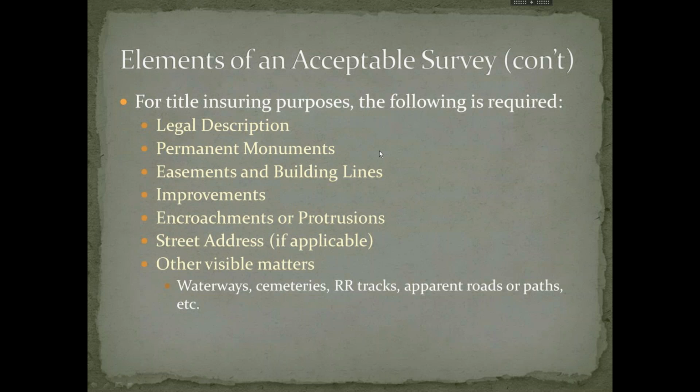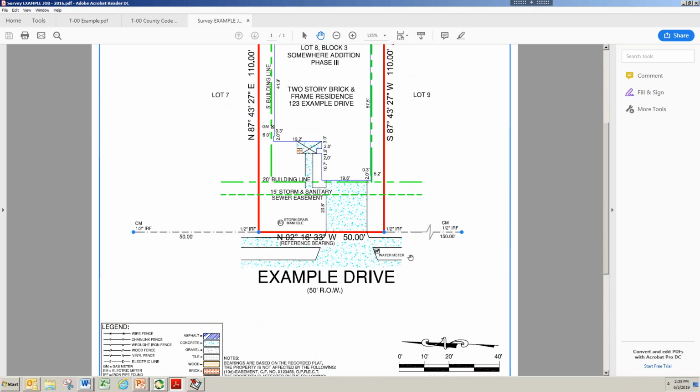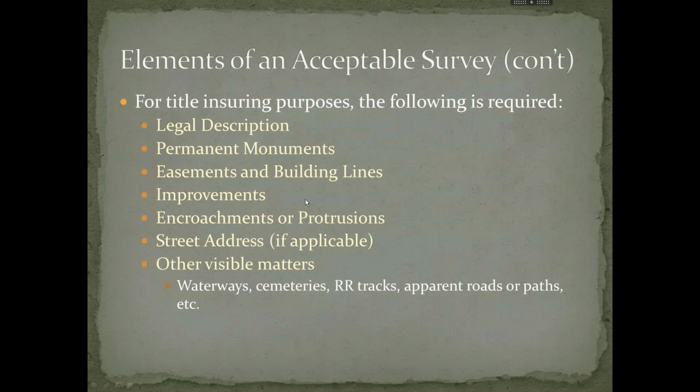Needs to have permanent monuments, right? So if there's a monument that is noticeable on the property, that needs to be disclosed. So for example, there's a water meter in the front of the property here, right? This would be considered a monument, right? It's a permanent fixture that is readily identifiable from the road. That's what they consider a monument.